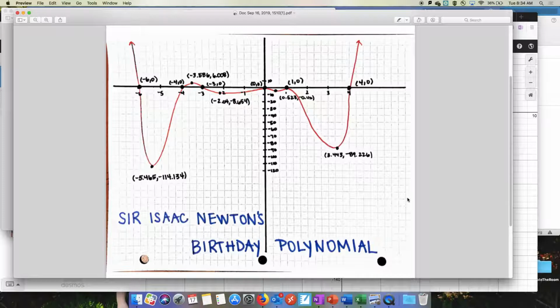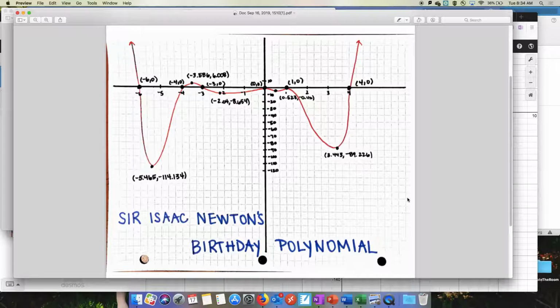You need to have a labeled x-axis and a labeled y-axis. Do I count by the same scale? No, you're not going to be able to, okay? But pick a scale to where your minimums and maximums can be graphed on the graph piece of paper, but fill the paper with your polynomial, okay?